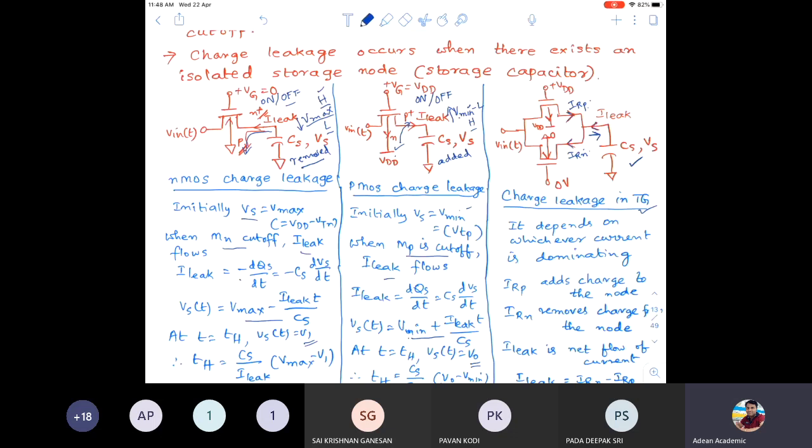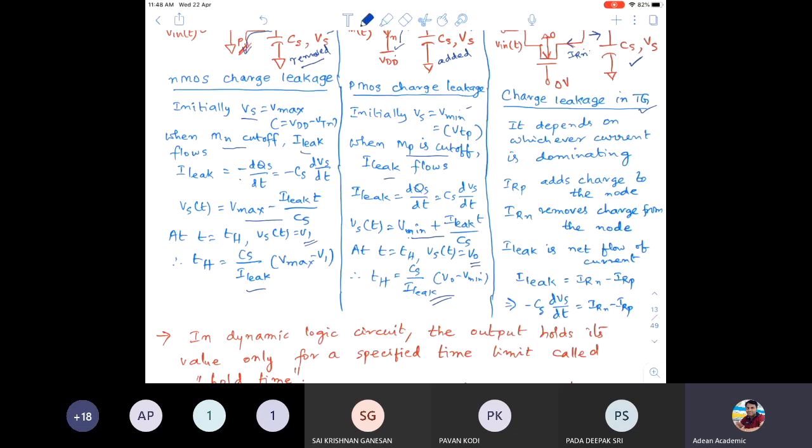So IRP adds charge to the node, IRN removes charge from the node. I leakage is net flow of current. So I leakage is IRN minus IRP. So minus Cs into this one.